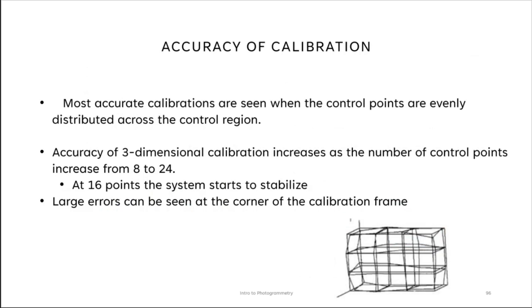So the accuracy of calibration: most accurate calibrations are seen when the control points are evenly distributed across the control region. The accuracy of 3-dimensional calibration increases as the number of control points increases from 8 to, say, 24. At 16 points, the system starts to stabilize. Large errors can be seen at the corner of the calibration frame.